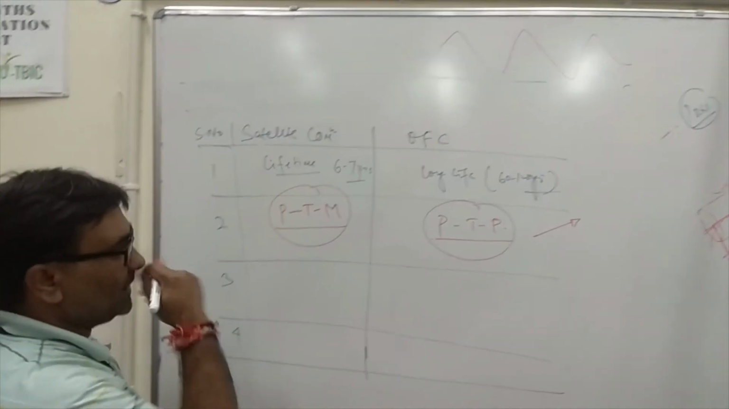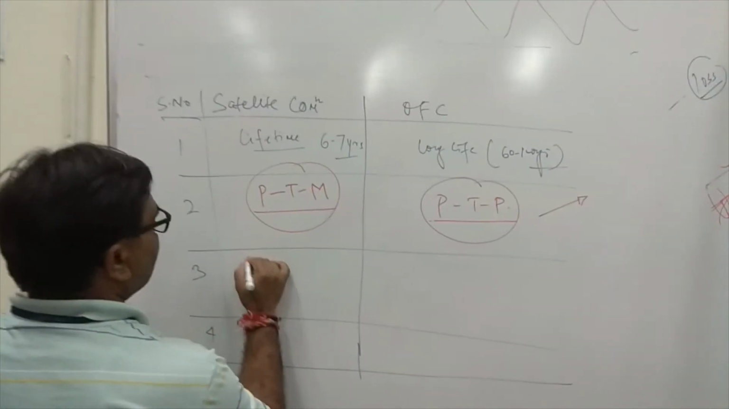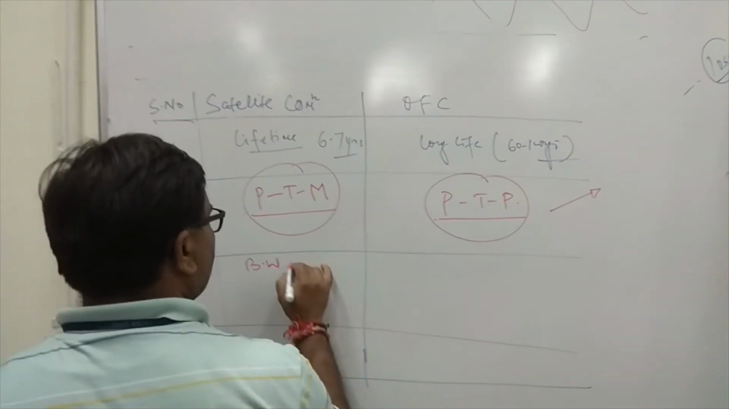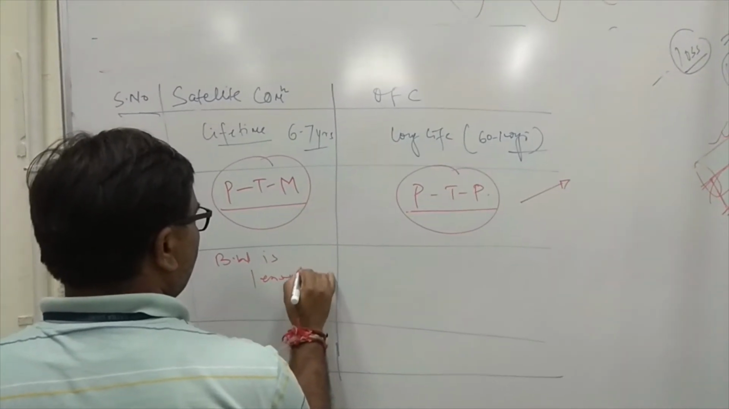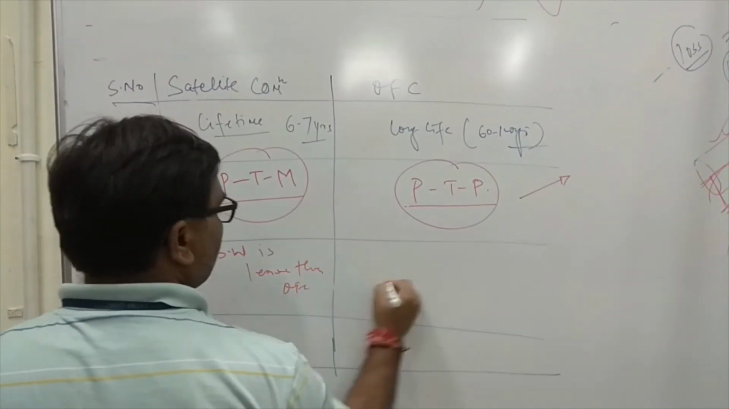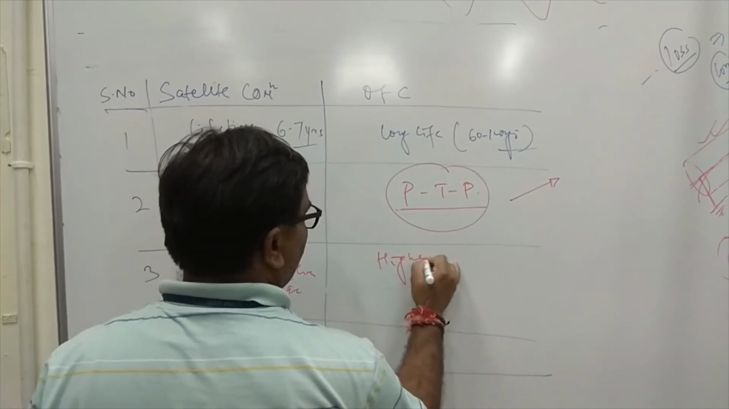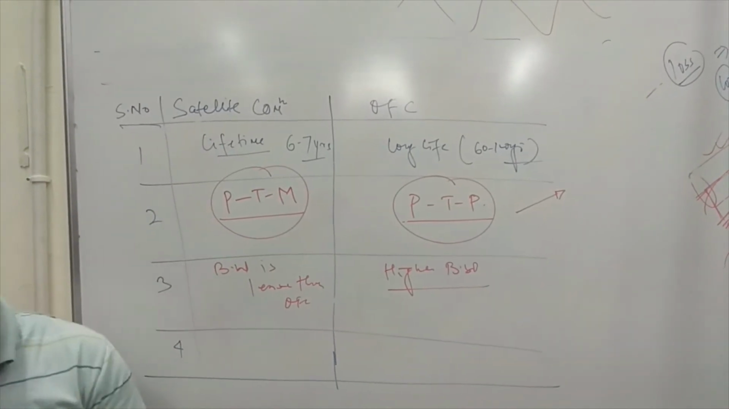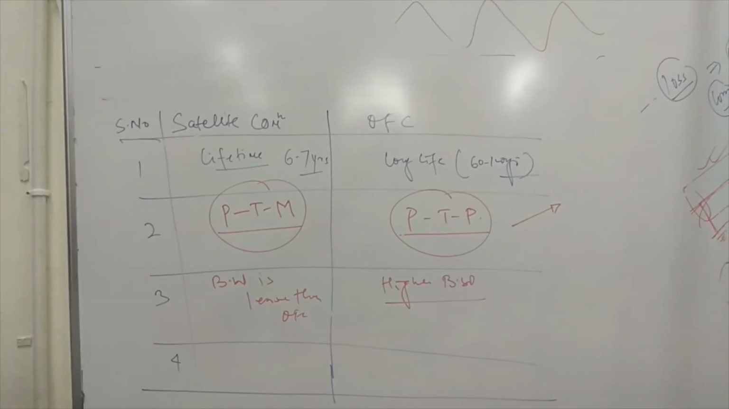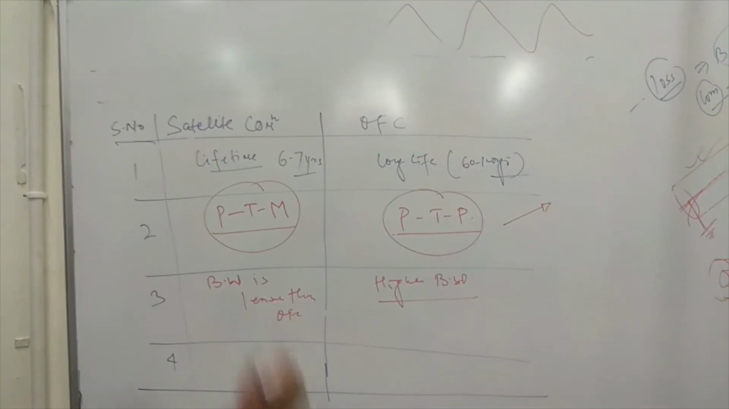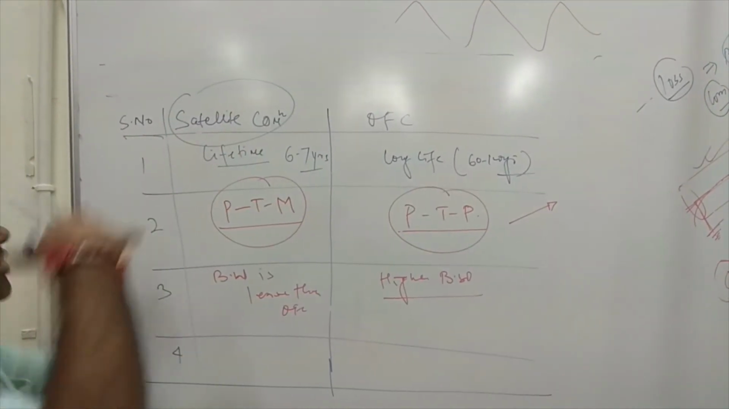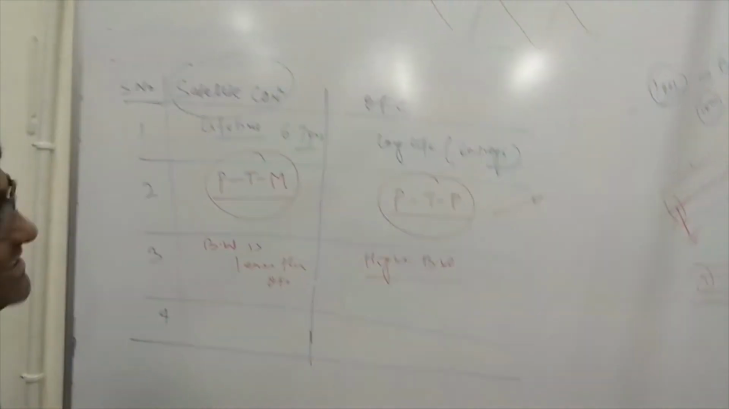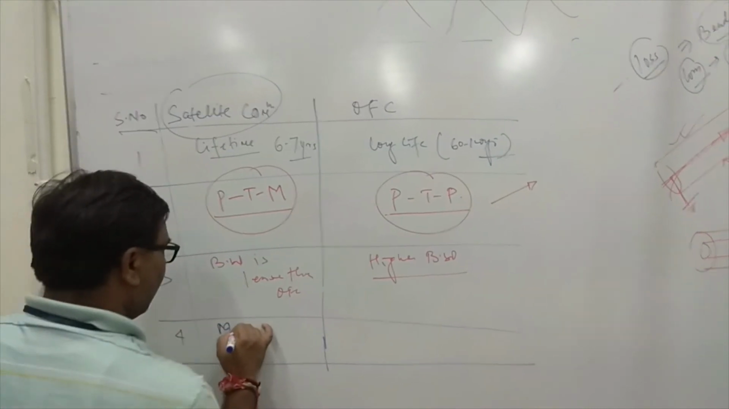So, the third one, as far as the bandwidth is concerned, no doubt the satellite bandwidth is lesser than optical fiber communications, which have higher bandwidth. I already told you, very large bandwidth is supported by optical fiber communications, right? But one thing is important and good in satellite: once you have launched the satellite, maintenance is very difficult, so it is maintenance free.